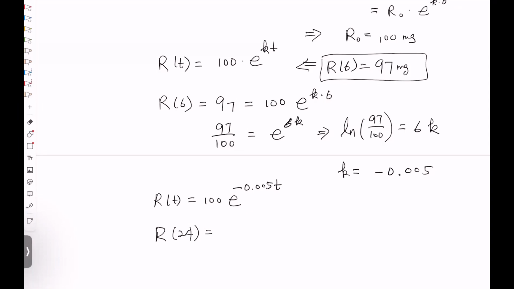So finally, we can plug in 24 and find this. So we plug in 100 e to the negative 0.005 times 24, and that is 88.53, and the unit is milligrams.